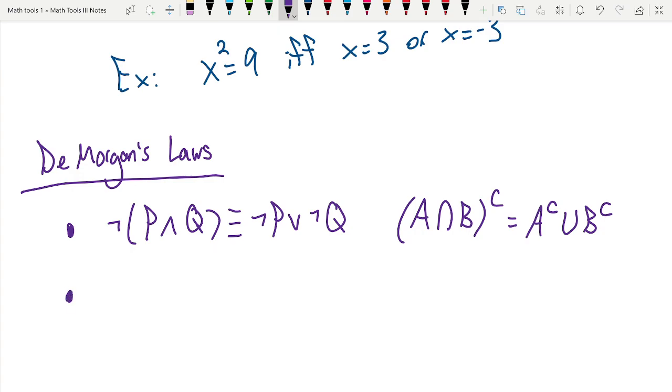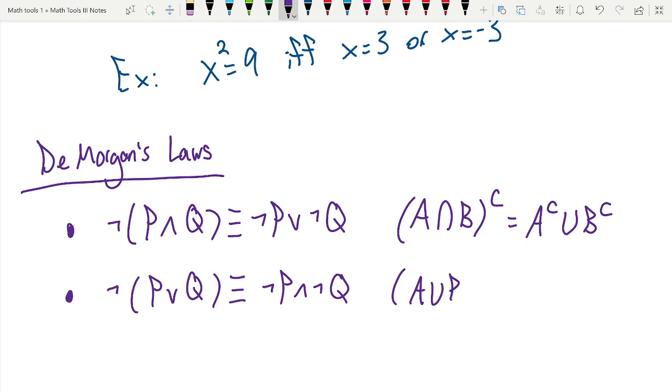And then the second one is that not P or Q is equivalent to not P and not Q. Okay. Again, this would be A union B complement is equivalent to A complement and B complement.